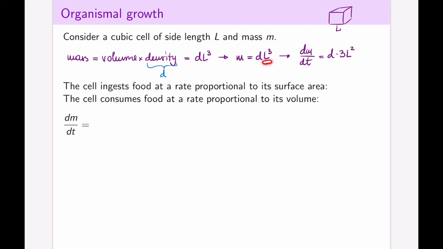But the length itself is changing with respect to time as it's growing, so I have to multiply by the derivative of the inside, or dl by dt. So what I have here is a relationship between the rate of change of the mass of the cell and the rate of change of the length of the cell.